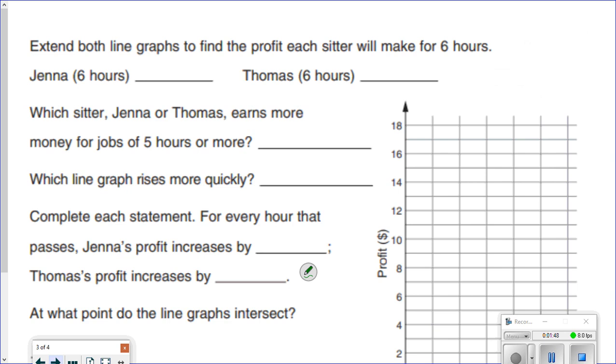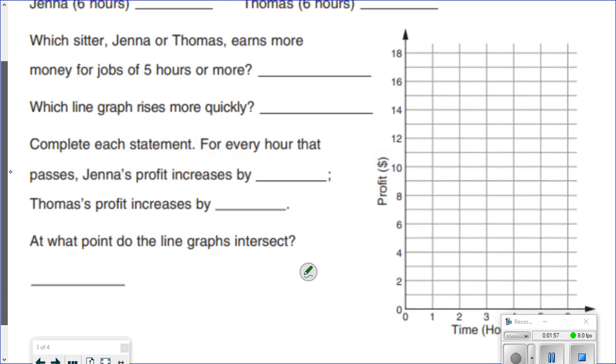Extend both line graphs to find the profit each sitter would make for 6 hours. So we're going to graph this information, okay? And I want you to just kind of follow along because you're going to be doing some graphing today as well. So Jenna's going to be done in red. After the first hour, Jenna made $3. Put a little dot there. After the second hour, she made $6. After the third hour, she was at $9.